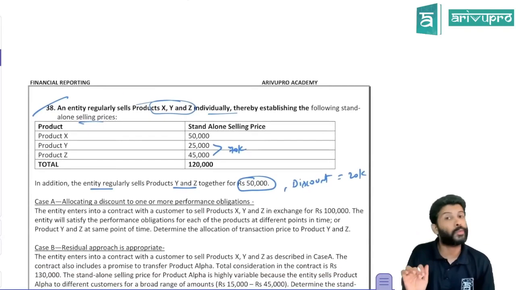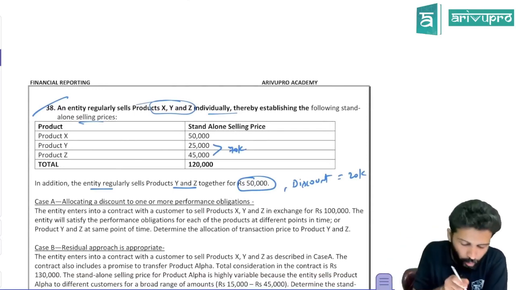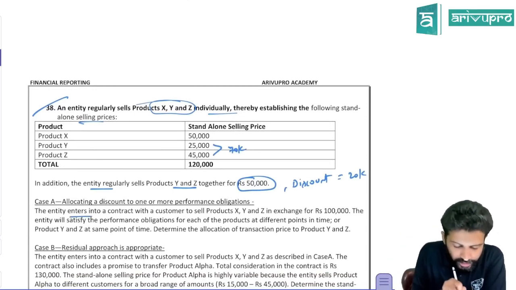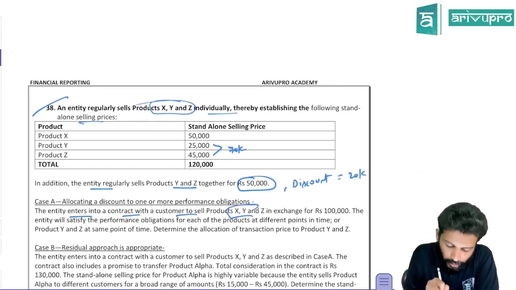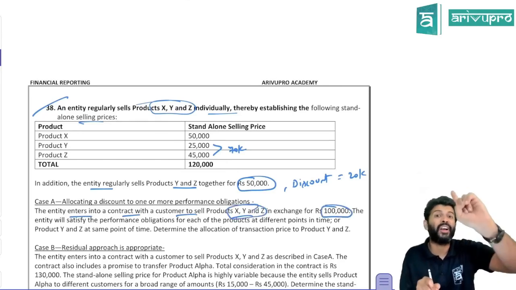Correct? You give a discount of 20,000. So keep this in mind. Going further, the entity enters into a contract with the customer to sell all the 3 products, X, Y, Z, in exchange for 1 lakh rupees.